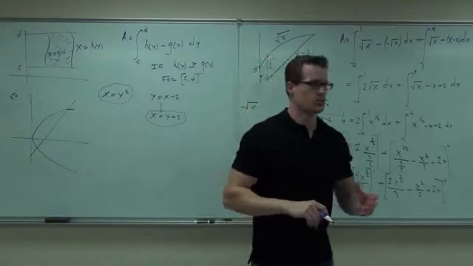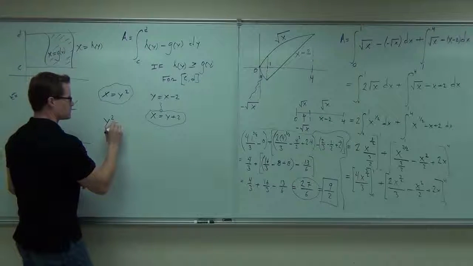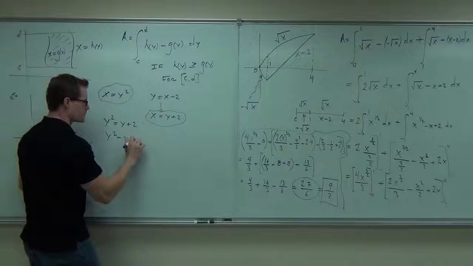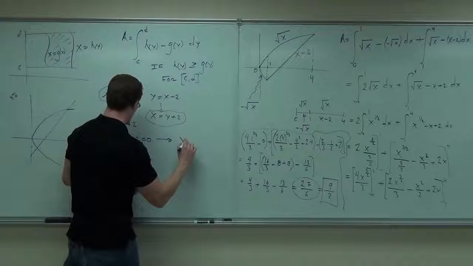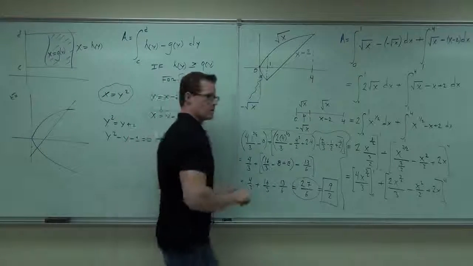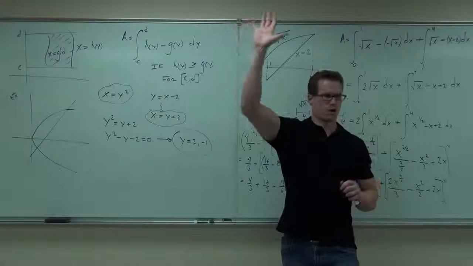If you set them equal to each other, I'm going quickly through this because this is exactly what we've done before. You're going to get the same exact points that we did before: y equals 2 and negative 1. Are you still okay with that? Honestly, raise your hand if you feel all right with that.